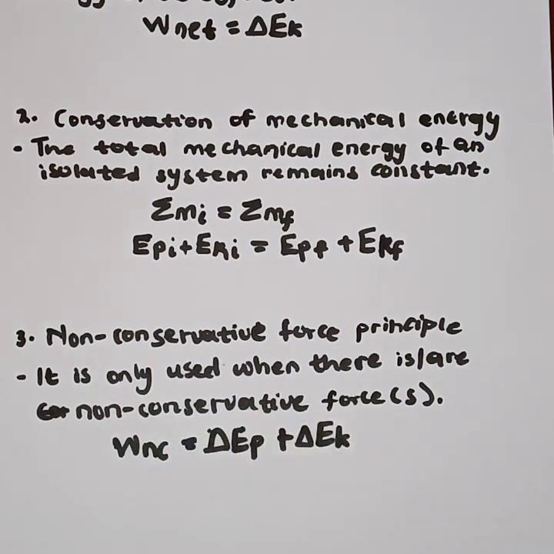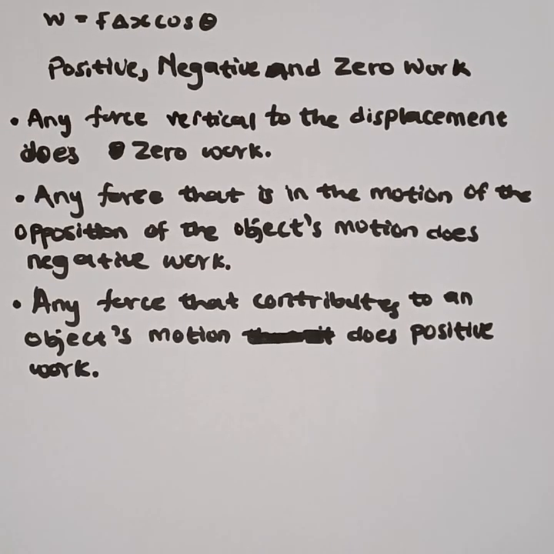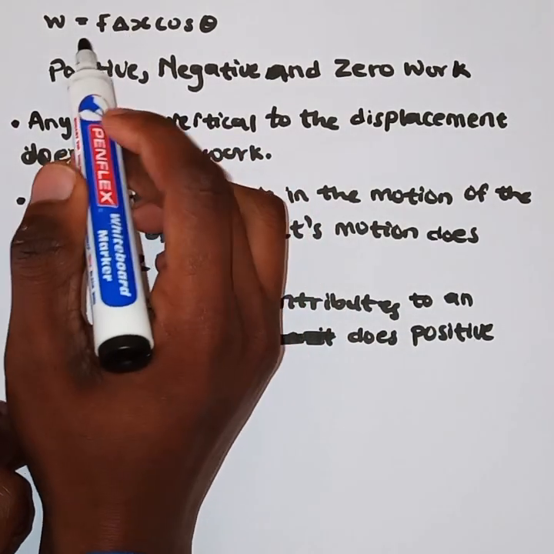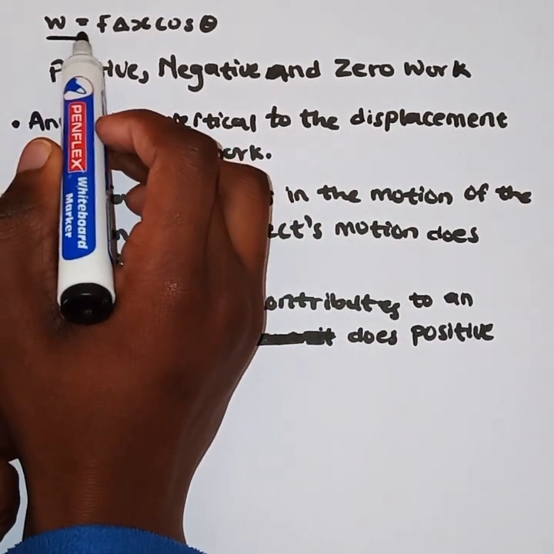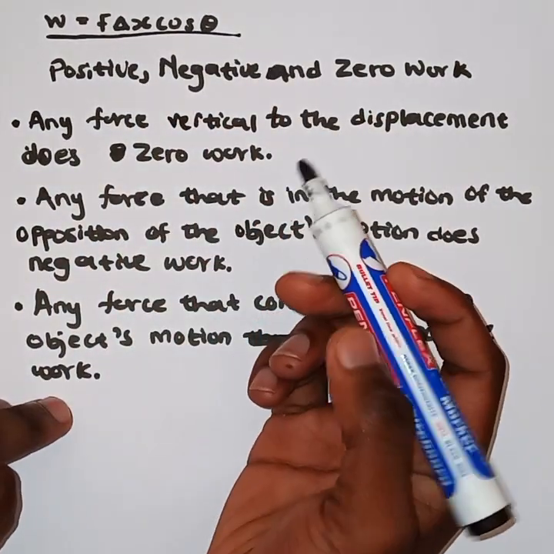But if you don't have friction or tension or any of the non-conservative forces, you are not supposed to use this principle. Now let's talk about positive, negative, and zero work done. Before we go to that, let's discuss the formula that we use to calculate the work done for a certain force.